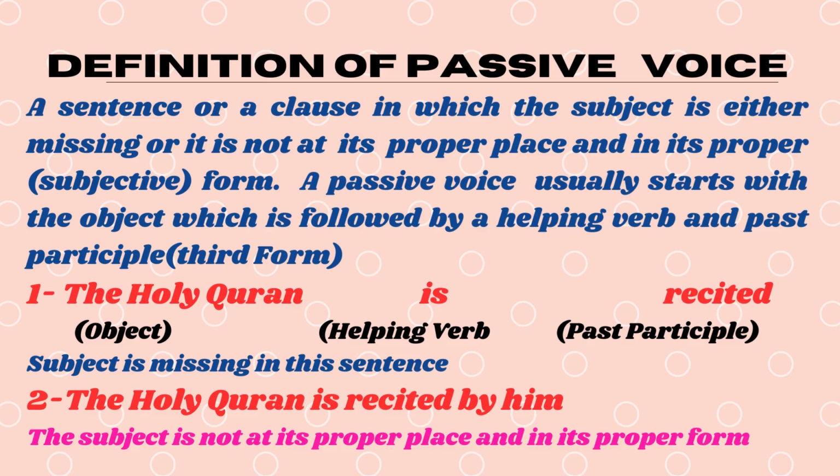How can we define passive voice? A sentence or a clause in which the subject is either missing or it is not at its proper place and in its proper form, meaning the subjective form. A passive voice usually starts with the object, which is followed by a helping verb and the past participle, meaning the third form.